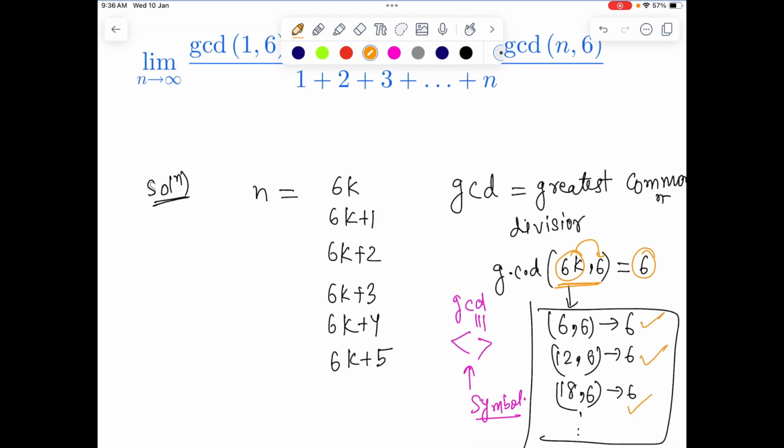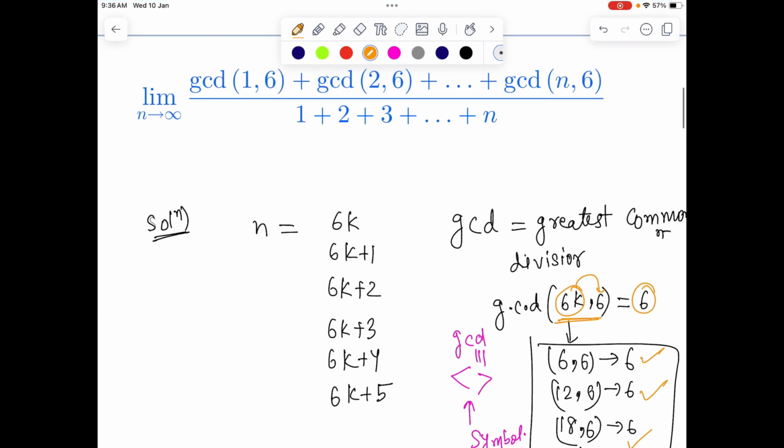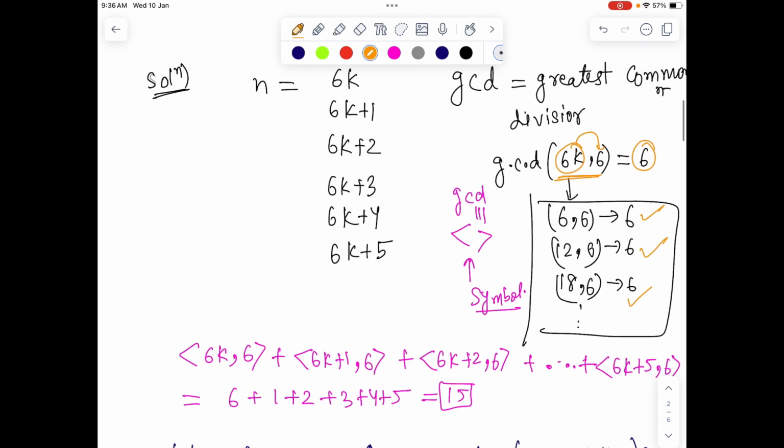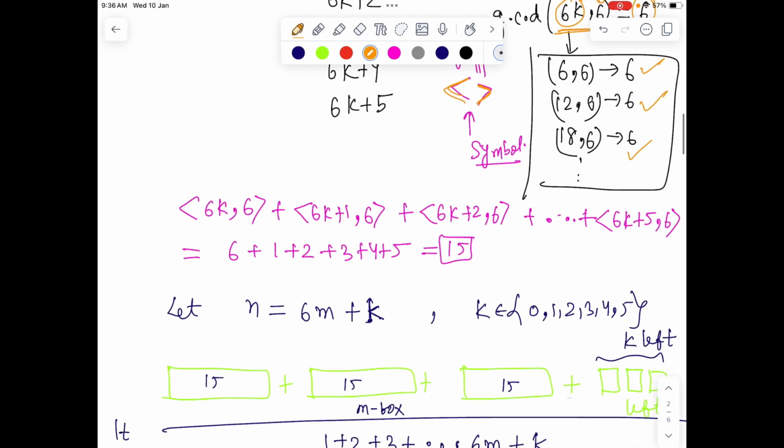Now any number n can be written in the form of either 6k, or 6k plus 1, or 6k plus 2, or 6k plus 3, 4 or 5. Because if you take any number and divide it by 6, the only possibilities for the remainder are 0, 1, 2, 3, 4, 5. Hence let's take n in one of these forms. So in general, I'm using this bracket symbol for GCD to save time. If we take GCD of 6k plus 6, we are going to get 6. 6k plus 1 will give 1, then 6k plus 2, 6k plus 3, 6k plus 4 and 6k plus 5.